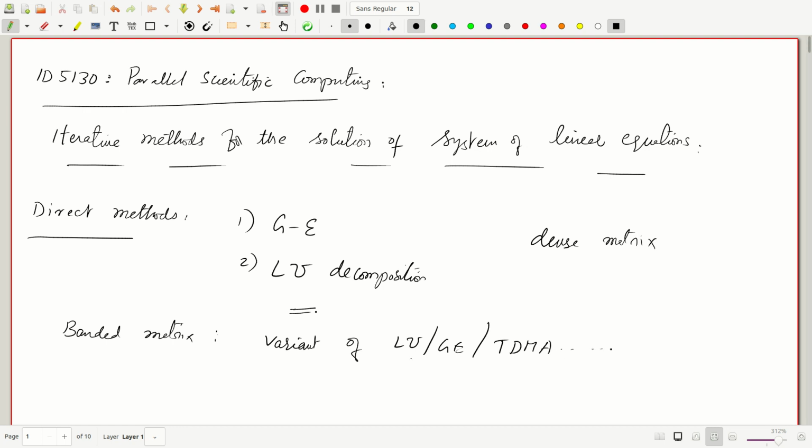And of course we were not able to parallelize this because it doesn't lend itself easily to parallelization. As a result, we looked at something that is known as the recursive doubling approach or the cyclic reduction in the context of parallelization of the solution of banded matrices.